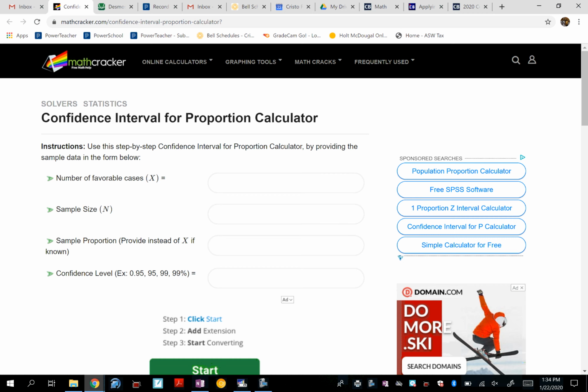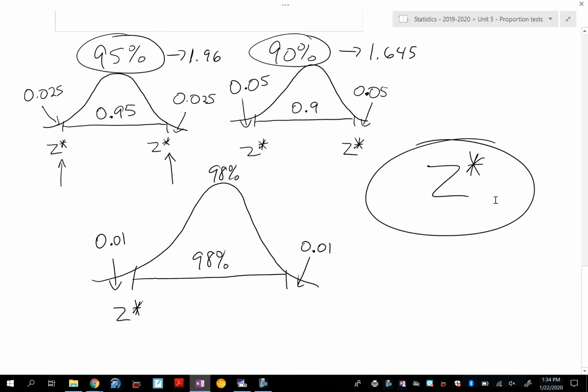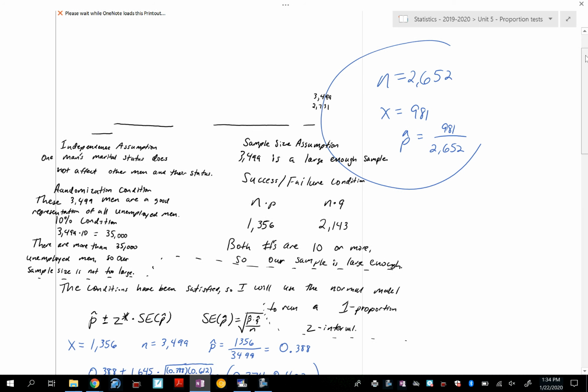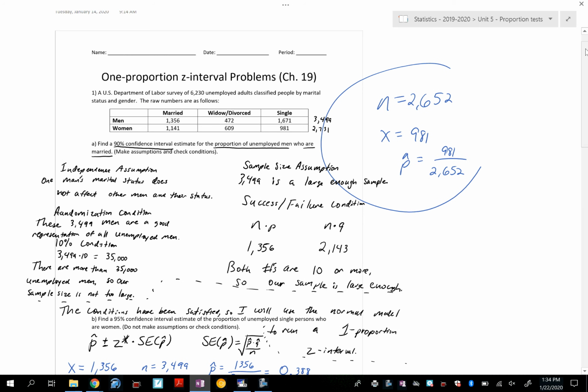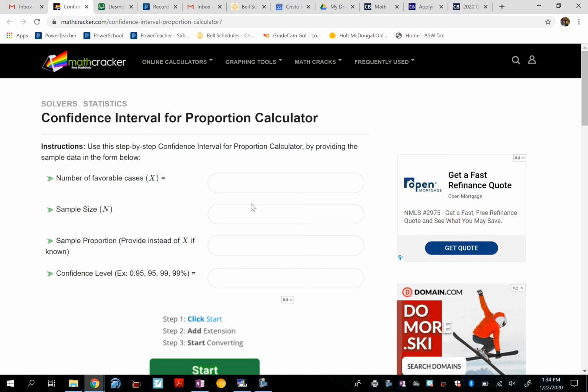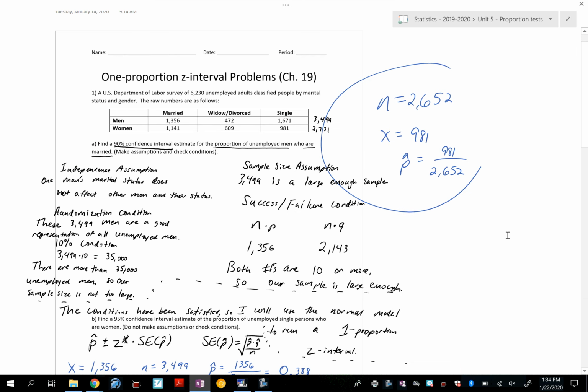I want to show you how you can use Math Cracker to confirm your answer or find your answer. So this is the problem that we did yesterday, right here. Let's look at Math Cracker. It says, how many favorable cases? So this is number of successes. How many unemployed men that were married were there? You guys remember? It was the 1356 number?